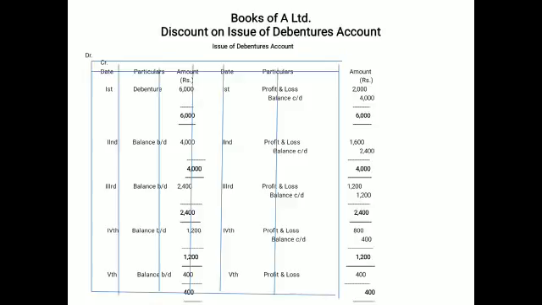But when it is a fixed amount, all the amount is scattered equally. So this is the scheme now. Now you may see one entry is repeated again and again year to year, that is statement of profit and loss account debit to discount.